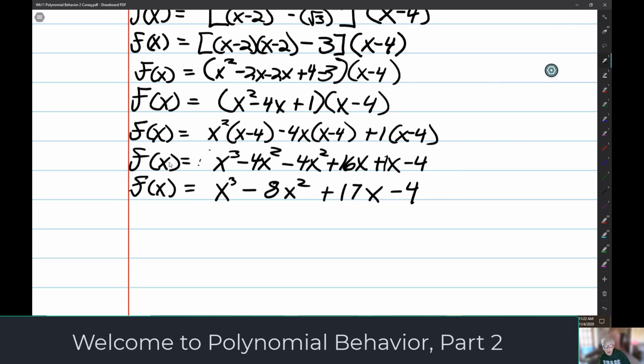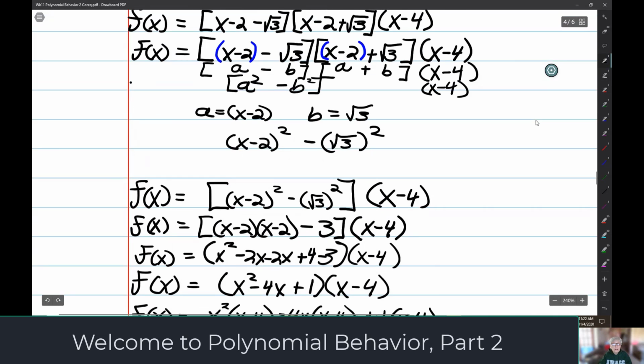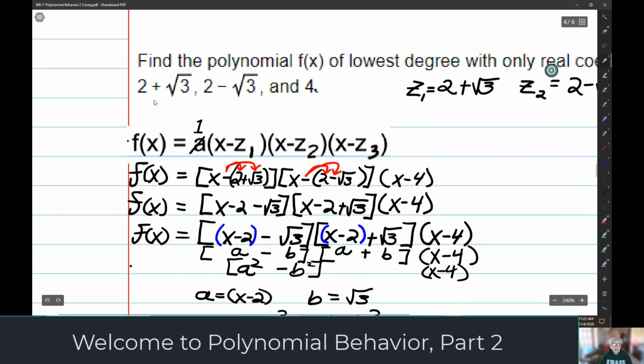But notice all of these coefficients, 1, negative 8, 17, and negative 4, they are all real and rational numbers. Yay! Right. And that would not have happened if 2 plus the square root of 3 had not had its conjugate along, 2 minus the square root of 3. A little strenuous.